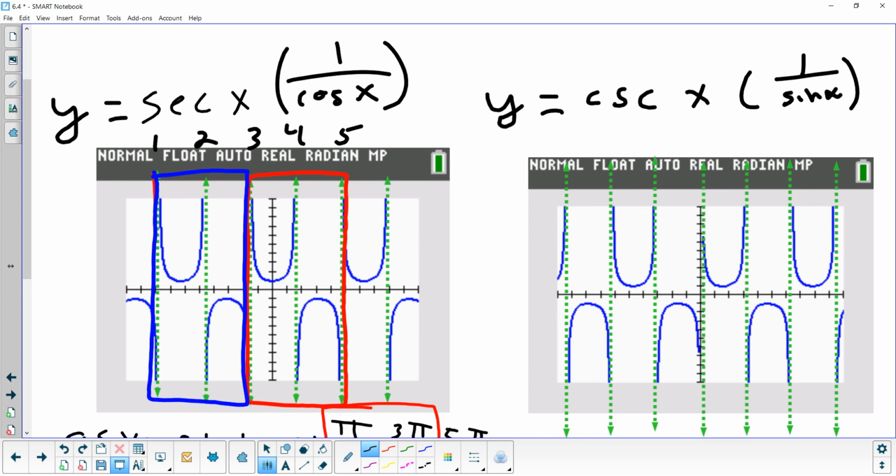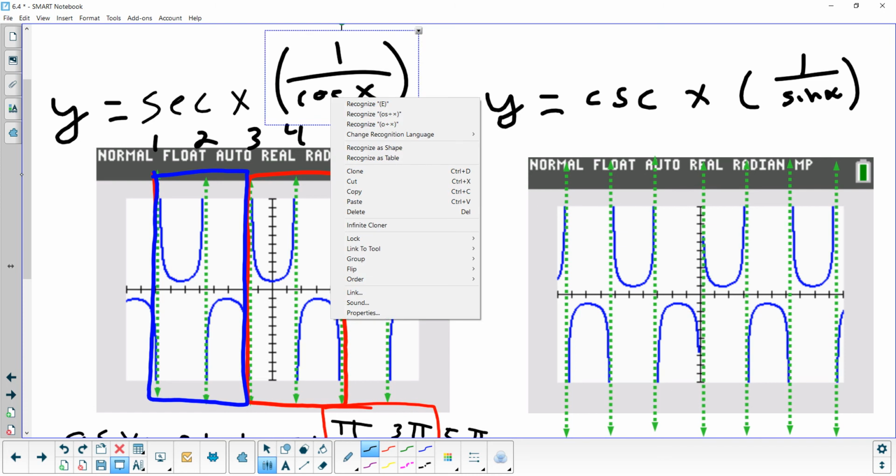Okay, so that's how we have to type it in on the calculator. So like if you had to type in something like 4 secant x, the way you type it in is 4 times 1 over cosine. Or you could write 4 over cosine. You could combine it all together.